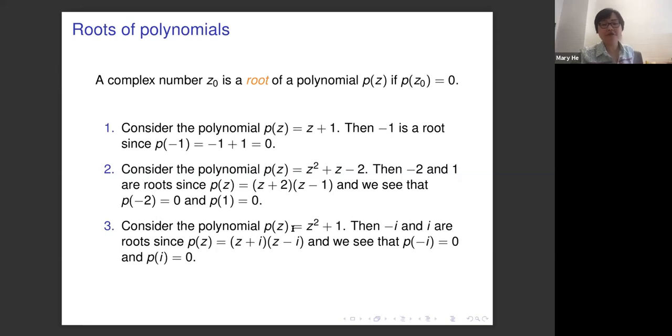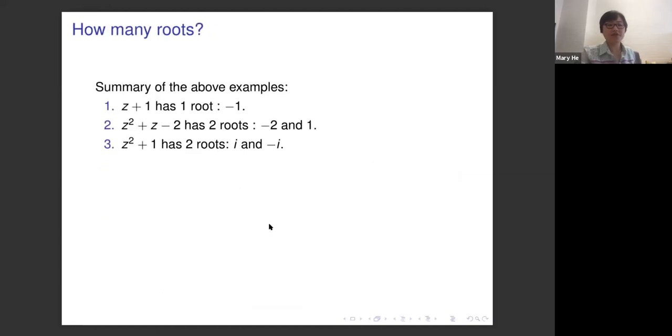And again, we can factor this polynomial into z plus i times z minus i. And then you can see the roots are i and minus i. So as a summary, we have seen 3 examples. The first example is a degree 1 polynomial, it has 1 root. The second example is a degree 2 polynomial, and it has 2 roots. And the third example is again a degree 2 polynomial, and it has 2 roots.